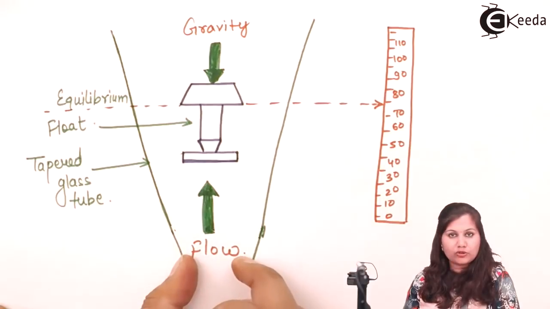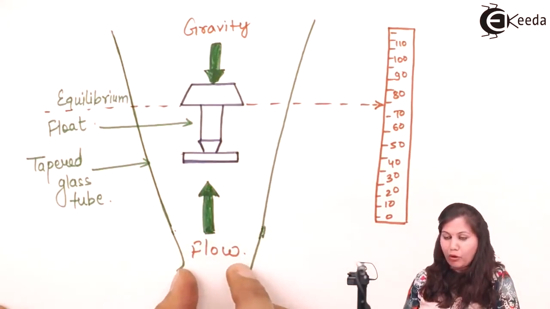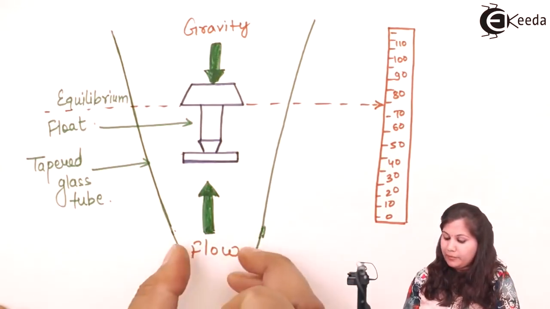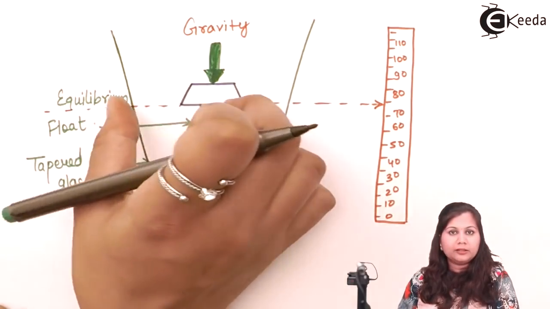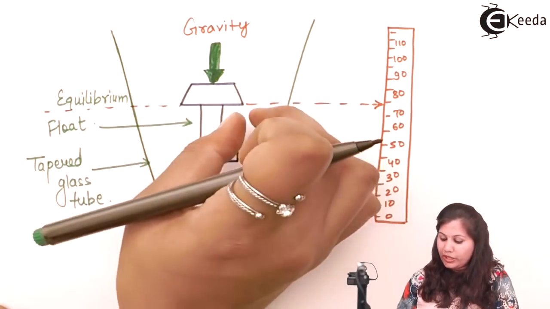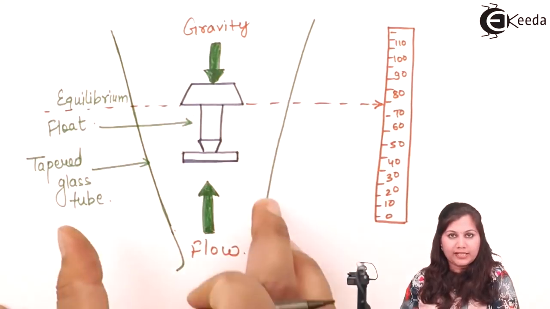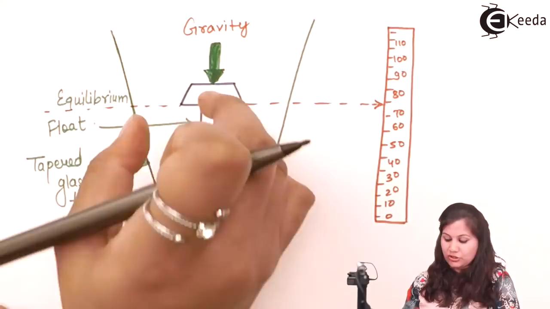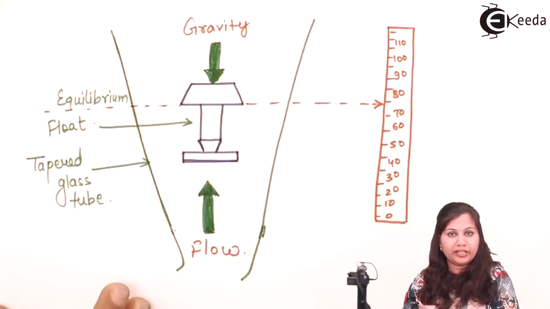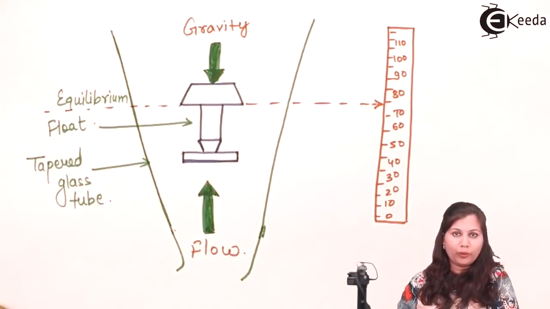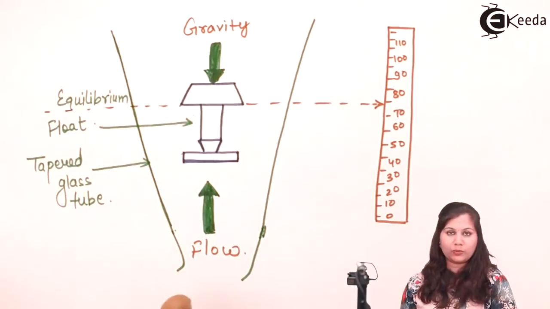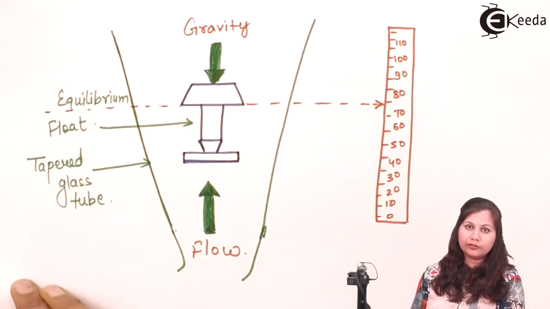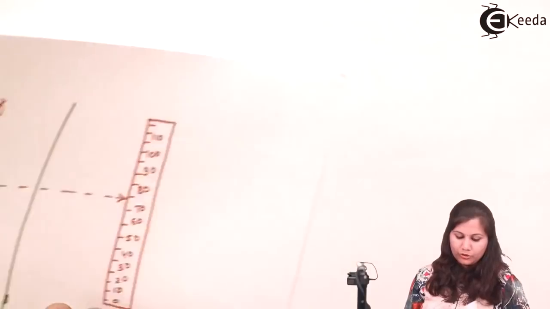So the area is also changing, because at the bottom the area is narrow, but in the middle the area will be more. So there will be a change in the cross-sectional area. That change in cross-sectional area will be proportional to the rate at which the fluid is flowing. So in this way it is going to measure the flow rate. So that was the construction.